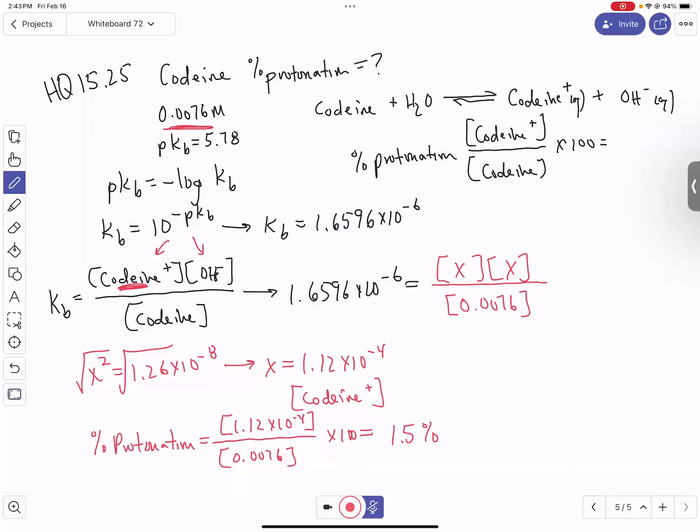Right, if this was an exam question, I would just give you the Kb. I wouldn't give you pKb and have you do that one extra step. Again, they could have done the same thing. I don't know why they gave you the pKb instead of the Kb for that.